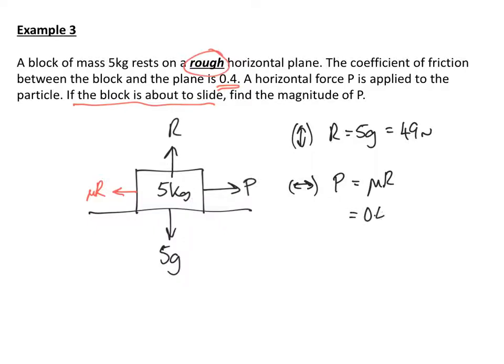Mu is 0.4, we've worked out, that R is 49, and so when we do 0.4 times 49, we get 19.6 newtons, and so the force P is 19.6. If the force were any greater than 19.6, then the body will start moving with an acceleration over to the right here.